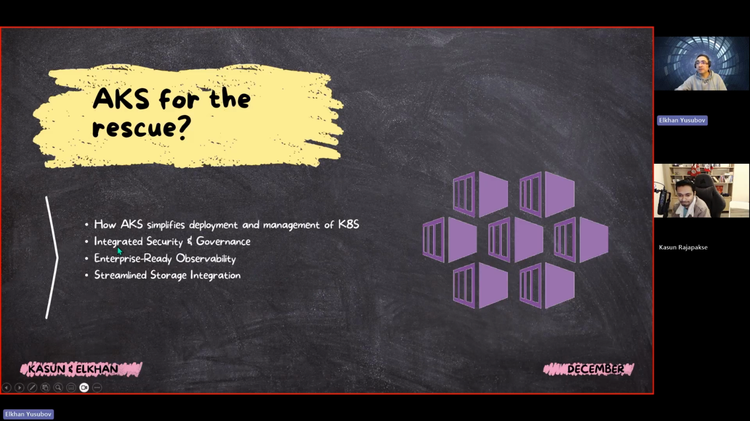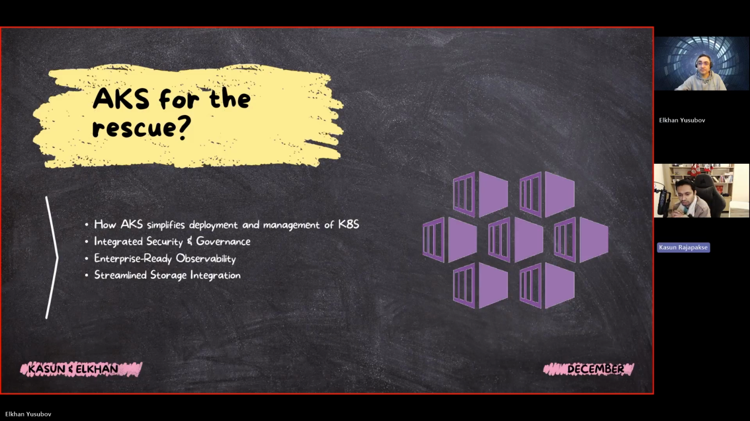Next, with AKS for the rescue, or why it is used, it's integrating security and governance. In this case, as you know, Azure Policy is here to help. You can deploy your policies where you can put specific rules on how you want to manage configuration components of each service and each workload that you want to run within your Kubernetes service. That's a very powerful tool, enterprise ready. There are many more things to it, but Azure Policy makes life so much easier. Then we have enterprise-ready observability. What's your take on that, Kasun?